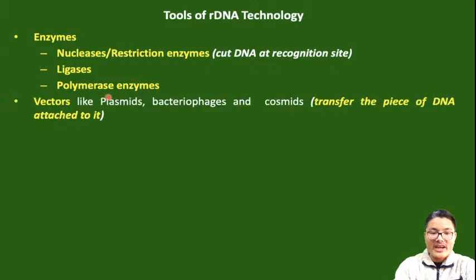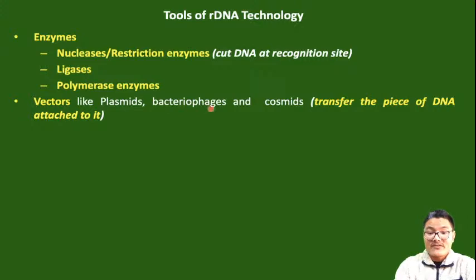Vectors, we had already seen the plasmid vector, right? Like the plasmid vector, there are also other DNA which help in carrying the gene of interest. The term vector mainly refers to the carrier, right? Plasmid here is a small circular DNA, and the plasmid vector will be carrying the gene of interest, so we can say plasmid DNA is a vector.